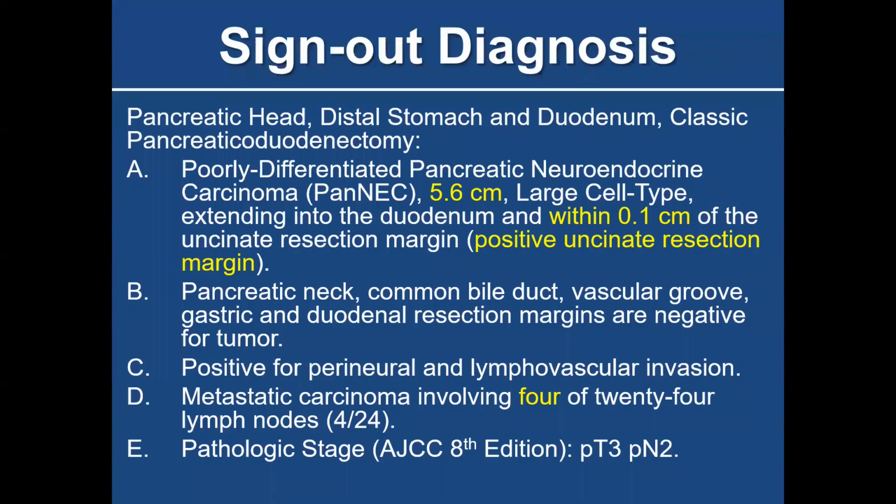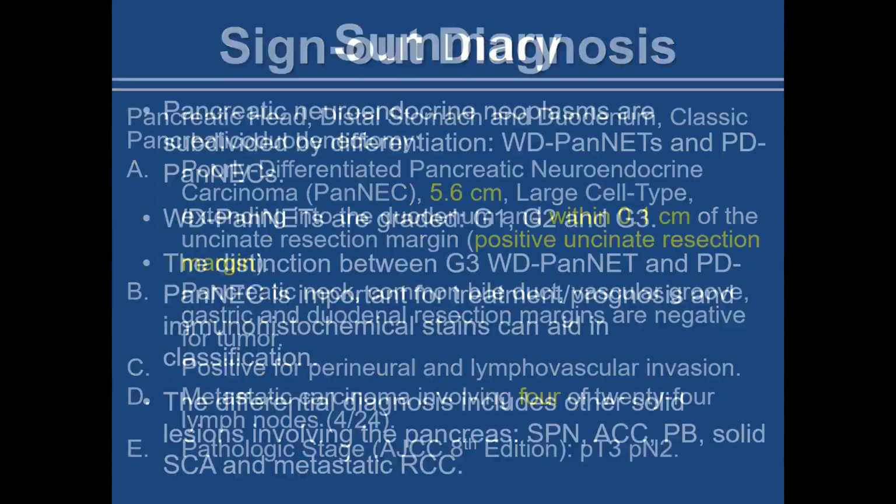Well, it's a poorly differentiated pancreatic neuroendocrine carcinoma, large cell type, that extended into the duodenum and was 0.1 centimeters from the uncinate margin. As per the AJCC 8th edition, any tumor within a millimeter, at least of an exocrine type, is considered a positive margin. So that uncinate margin is considered positive. Poorly differentiated neuroendocrine carcinomas are staged as an exocrine neoplasm. We did identify both perineural and lymphovascular invasion. There was metastatic carcinoma involving 4 of 24 lymph nodes. Overall, the neuroendocrine carcinoma, staged as an exocrine pancreas neoplasm, was a T3 N2 neoplasm.